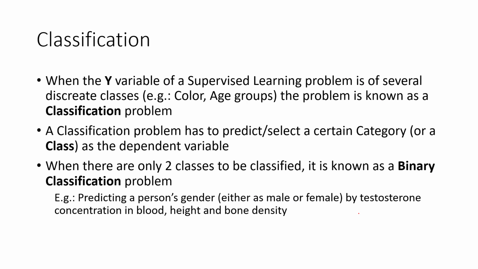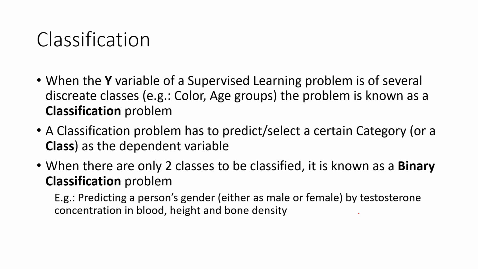When we are predicting the y variable, in regression we have a continuous variable, right? So when y is a continuous variable, we call it regression. If y is a categorical or discrete variable, with discrete values like color, this is known as classification.